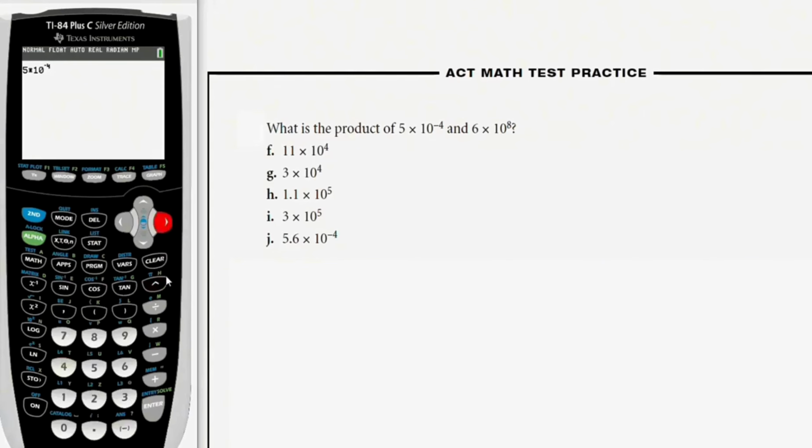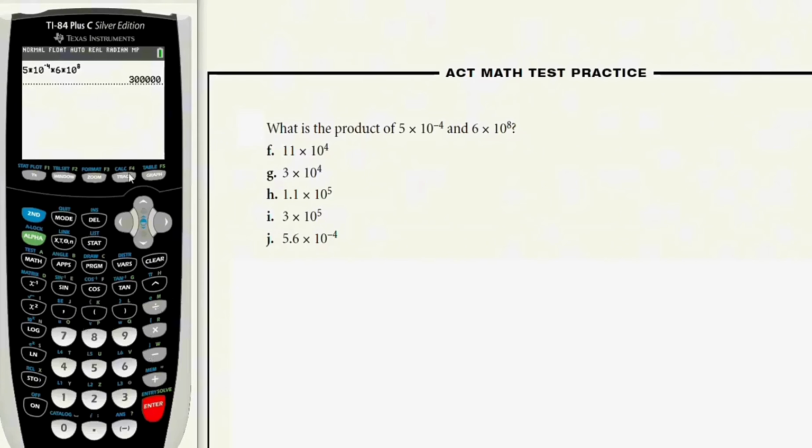Alright, calm down. Then times 6 times 10 to the power 8. And that's all. Let's press enter now to get the output. So we have it to be what? 300,000. Alright, so 300,000 is the same thing as 3 times 10 to the power 5. We have 5 zeros here, so it's the same thing as 3 times 10 to the power 5. So that's the answer to this question.